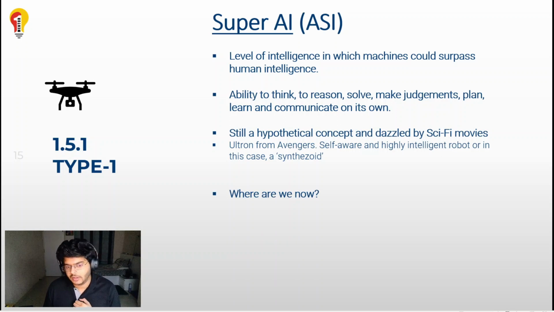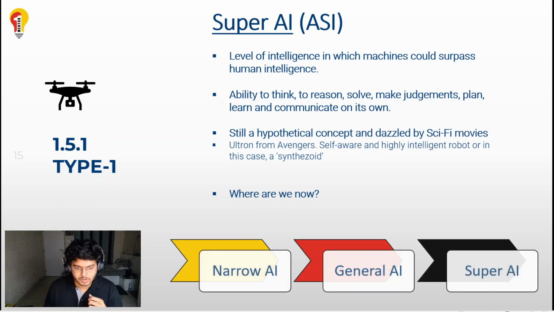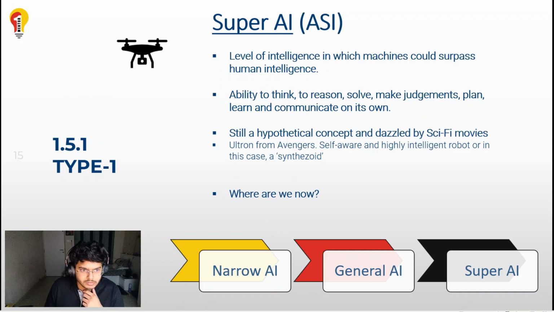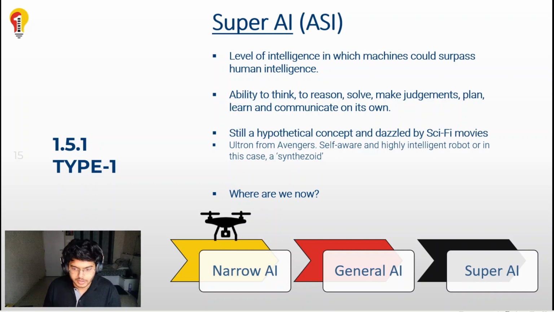So obviously, where do you think we are now in the realm of type 1, which is narrow, general, and super intelligence? Narrow, general AI, or super AI? So I think our intelligent drone will tell us where we are right now. We'll see where it lands, and that's where we are right now. Let's see where it goes. And here it goes. Yes, we are currently in the realm of narrow AI. And obviously, we have a long way to go to reach super AI. Even general AI is not yet attained. So we'll reach there in a few decades, maybe. I wouldn't say years, I would definitely say decades.